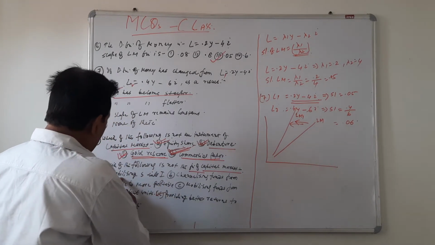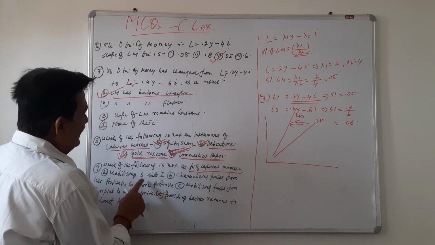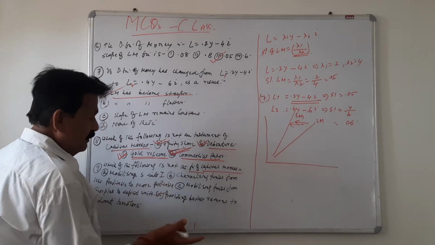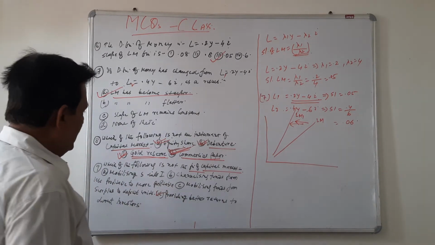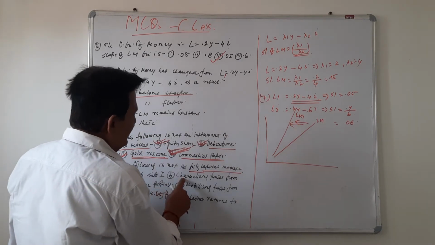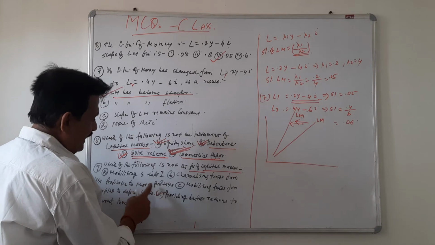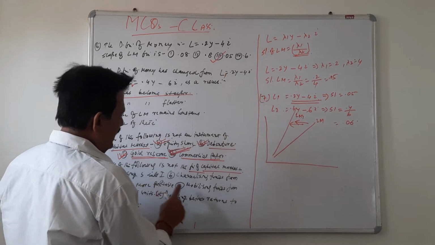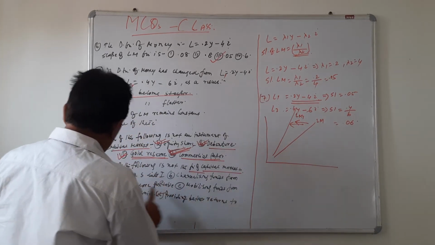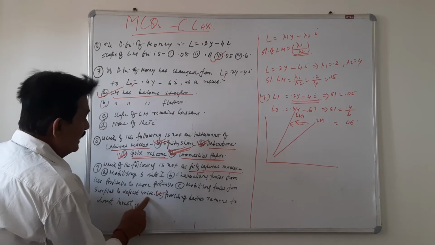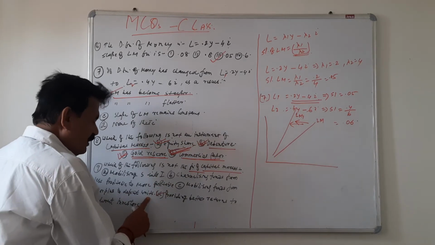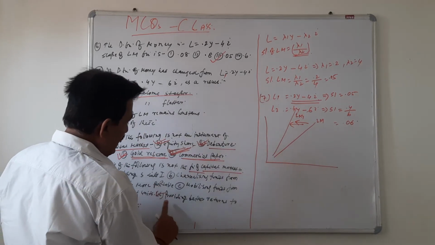And number A, mobilizing saving into investment. Of course, it is the prime work of the capital market. Number B says that it is channelizing funds from less profitable to more profitable. Fine, it is also the function of the capital market. Mobilizing funds from surplus to deficit units, it is also one of the functions of the capital market.